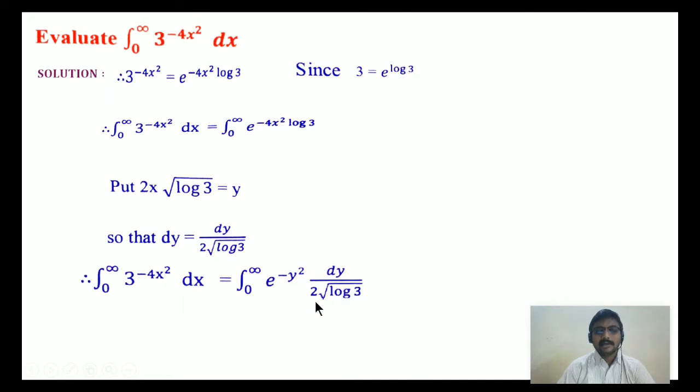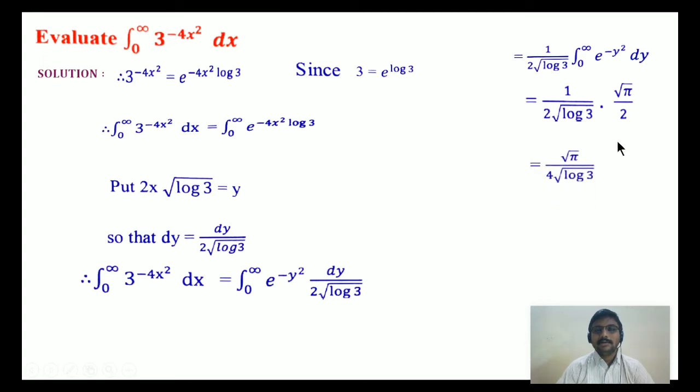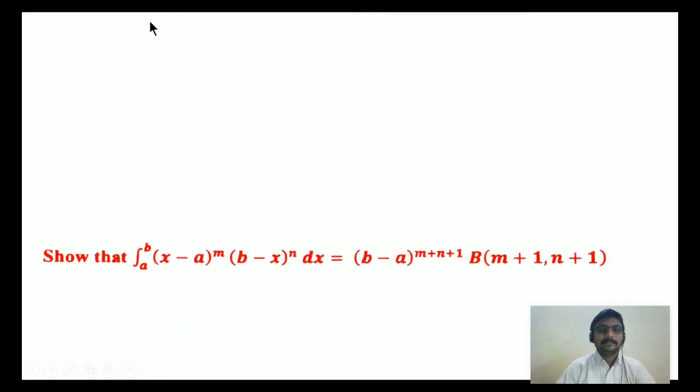So clearly here the constant is 1 by 2 root log 3. Just take the constant out. Now on simplifying, clearly this value we already know, that is root pi by 2. That is root pi by 2 into 2 is 4 into log 3. So it is the required value, that is root of pi by 16 log 3. So it is the required value of the given integral.